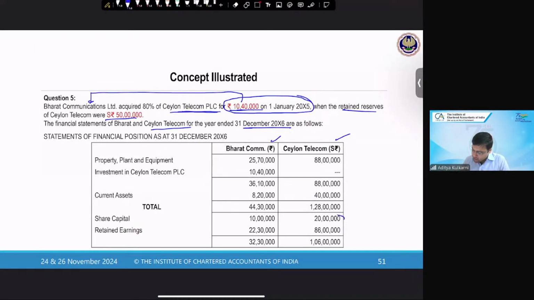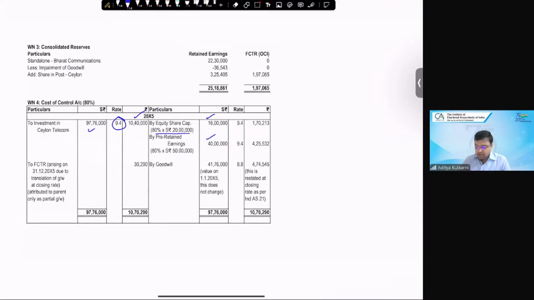Share capital, look, 20 lakh rupees. Yes or no? Yes. Sir, the investment in rupee term is 10 lakhs 40,000. We have to divide it by 9.4, na? Divide or multiply?